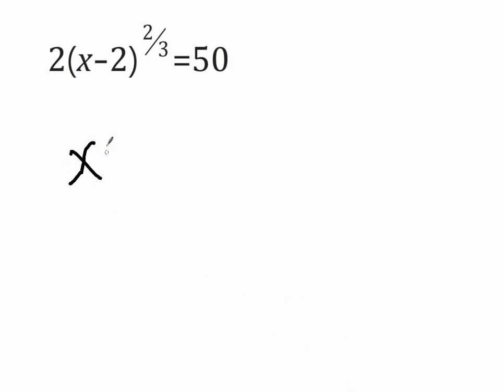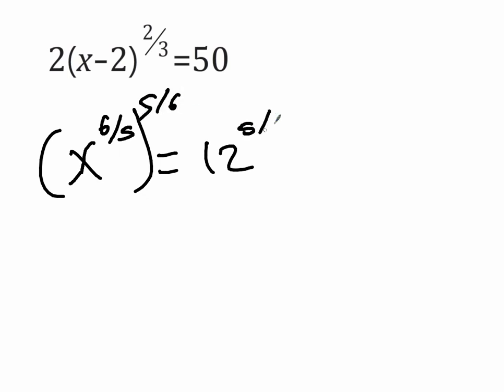So if this was x to the 6/5 equals 12, then I could solve this by raising it to the 5/6 on both sides. But when these cancel out, I need to remember to write the absolute value of x is equal to 12 to the 5/6, so that I get both of those solutions.